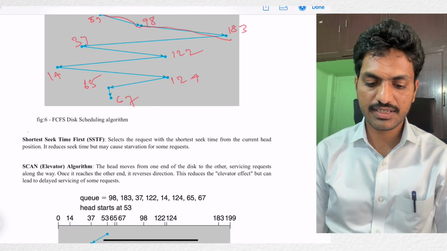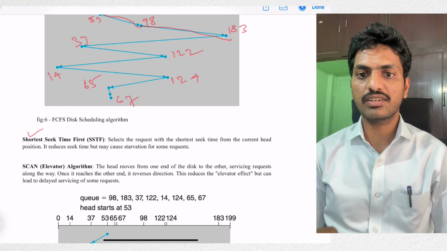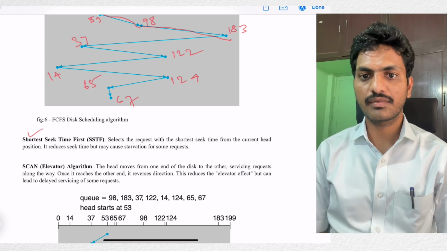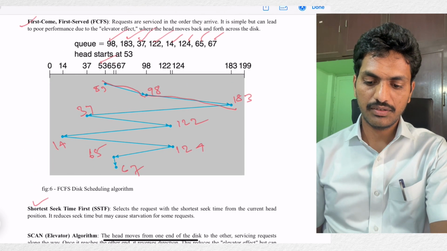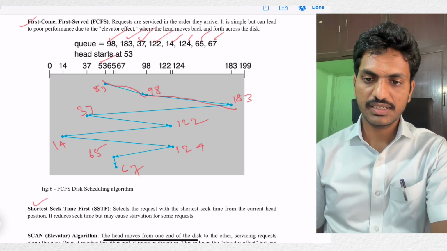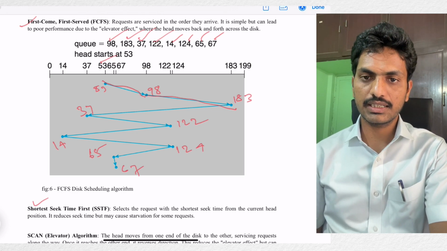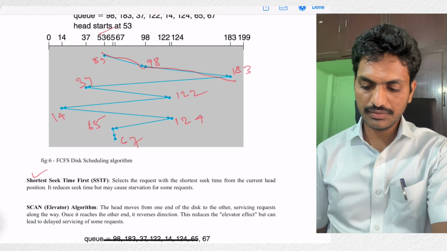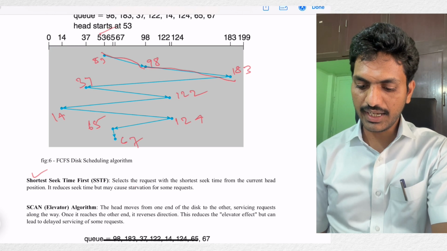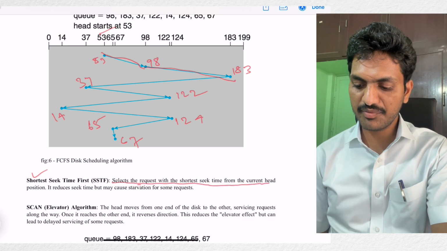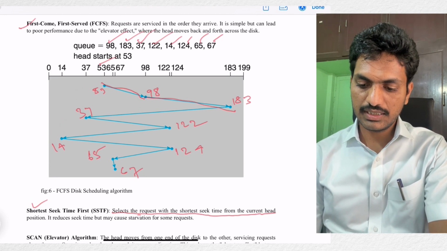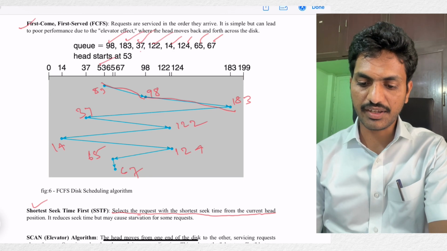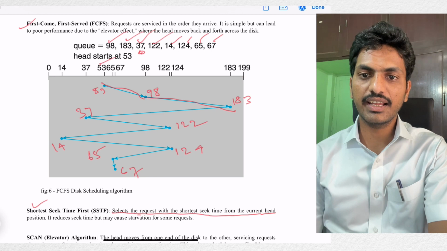Second one is shortest seek time first. We already saw shortest job scheduling in the CPU scheduling. Same like that. Whatever the shortest seek time, we go for that one. We select the request with the shortest seek time from the current head. Suppose you are at 37. From 37, what is the nearest one?